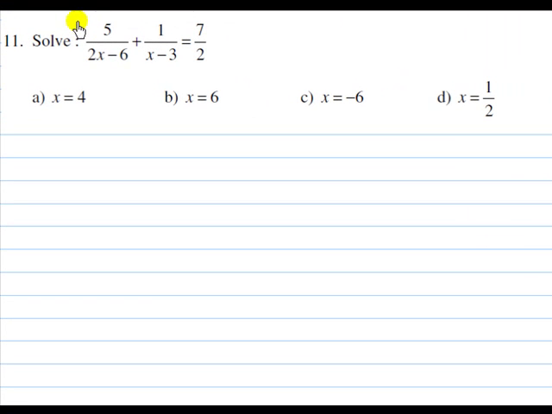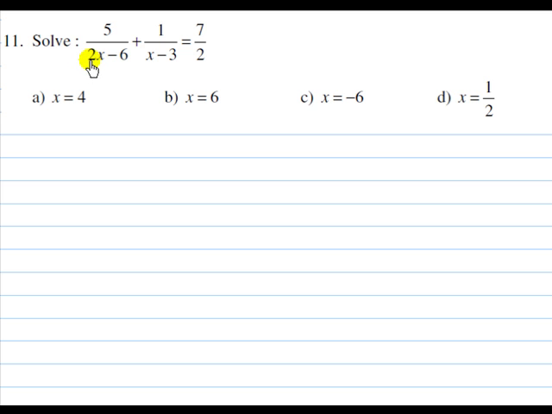Okay, we have an equation and we want to solve it. So we want to find the solutions. Now pay attention, we have fractions in our equation, so this is a rational equation. In order to solve a rational equation, the very first thing to do is to find the least common denominator, the LCD of all those three fractions.